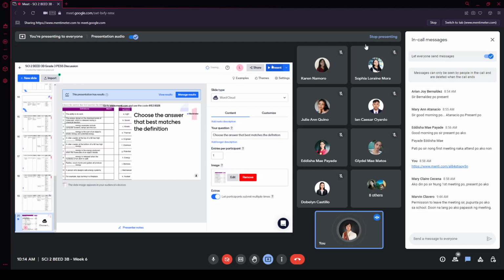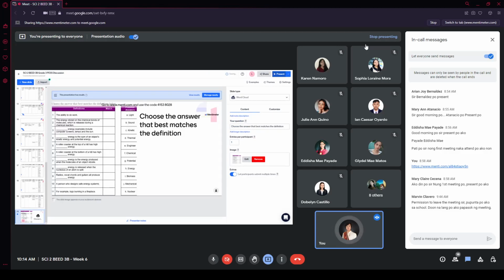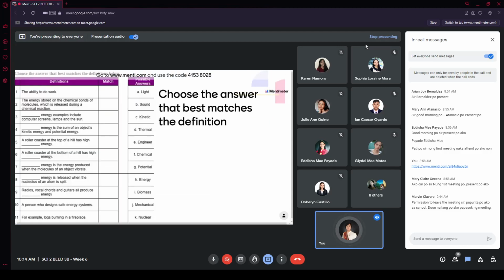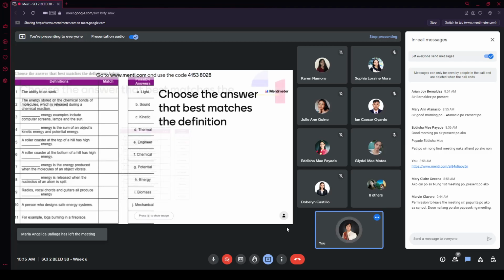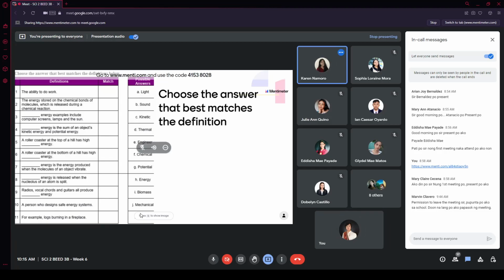Okay, present. So for number 1, hopefully you can see the image properly, right? Choose the answer that best matches the definition. For number 1, what's the ability to do work? Is it A, light, B, sound, C, kinetic, D, thermal, E, engineer, F, chemical, G, potential, H, energy, I, biomass, J, mechanical, or K, nuclear? So what do you think, class? Type your answer, H, in your phones. I think there's an option there so your answer will appear here.